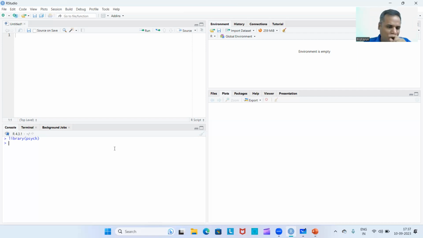So what I mean to say is that wherever you attend workshops, unless you practice, you will never get hands-on understanding of R. So that's why practice is very, very important.